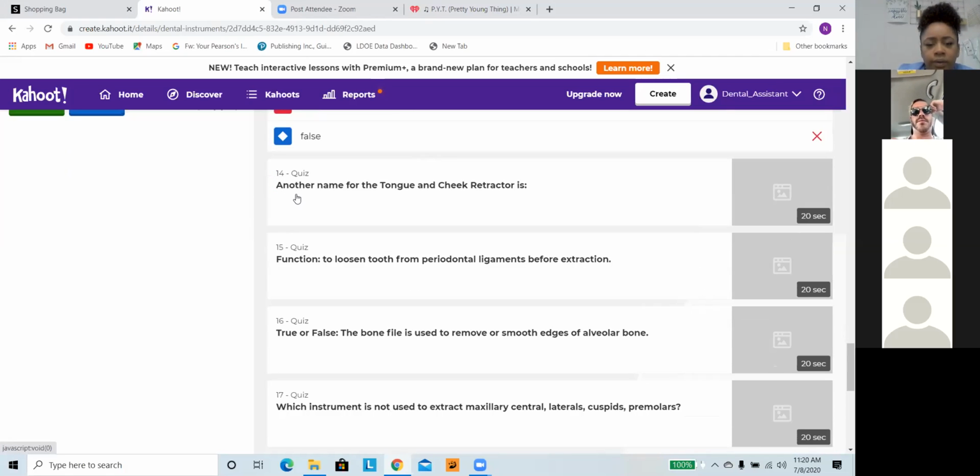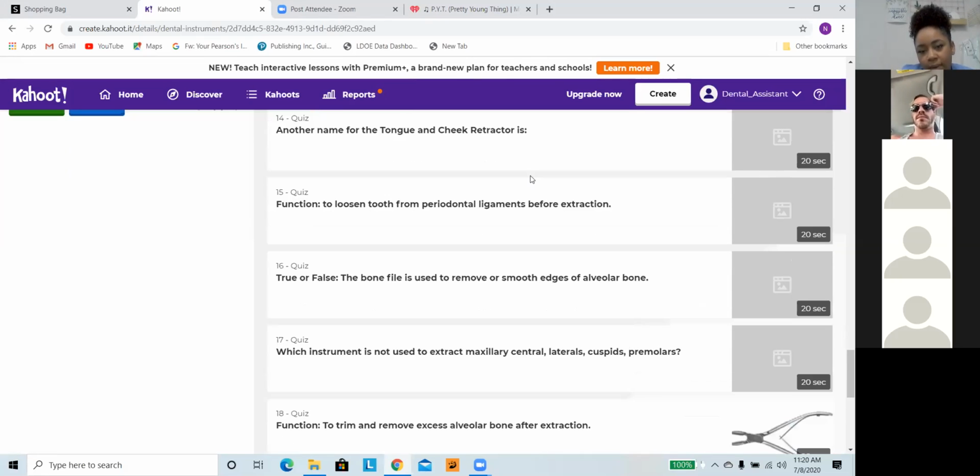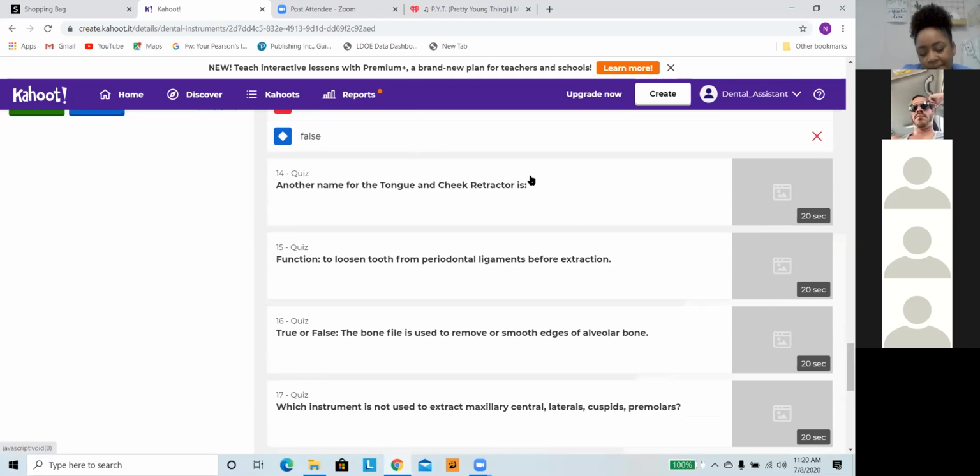Oh, this is a good one. Another name for the tongue and cheek retractor? A cheek retractor. First question: what procedure will we mainly have to retract the tongue and the cheek out of the way? Endo, right? Could be endo. What else?